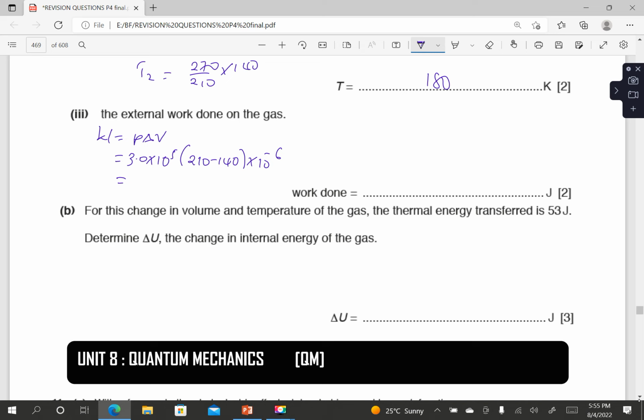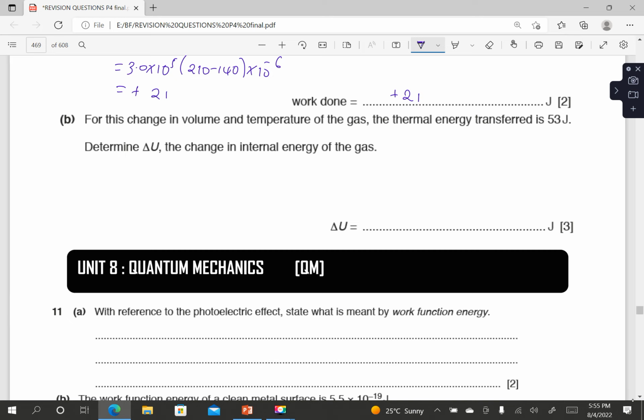I'm pressing my calculator. Remember, this work is done on the gas because the volume decreases, and this work done will be positive. So this will be a positive value. So this is positive 21. So this is 21 joules.